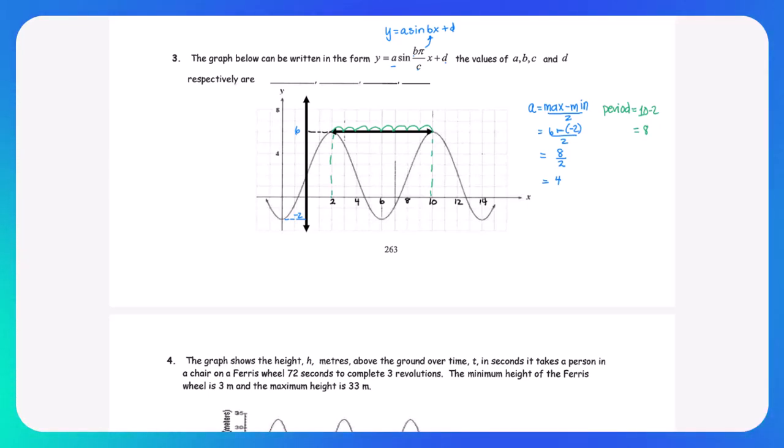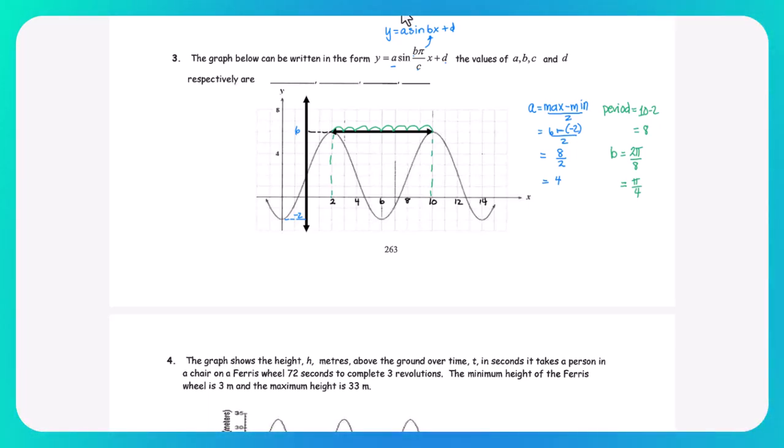So then we want to find our b value. Now the b value equals 2 pi over the value there, which is reducing down to pi over 4. So now we have our b value, we got our a value. Let's head on over to the d value.